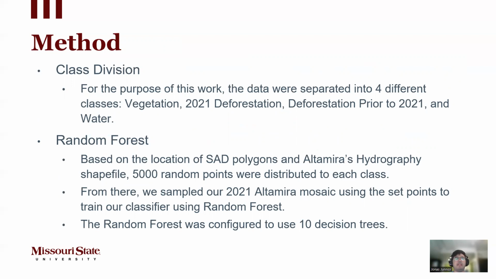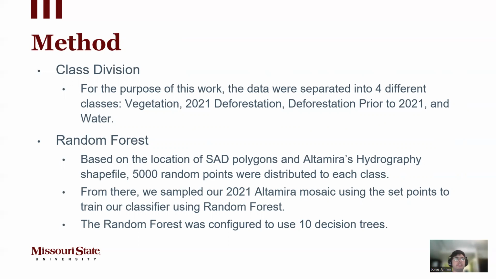We're going to be separating our data into four different types of classes. First of all, vegetation, 2021 deforestation, deforestation prior to 2021, and water. We're going to do this split on the SAD data because we want to see if our random forest model will be able to identify deforestation of 2021 and differentiate between what was classified before 2021 and what is classified in 2021.